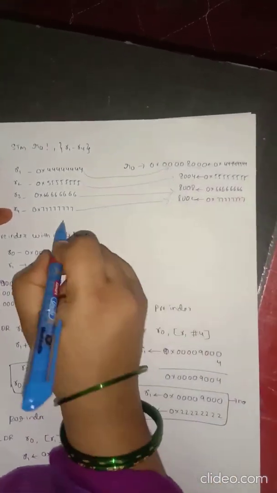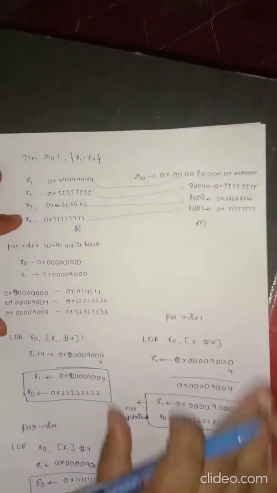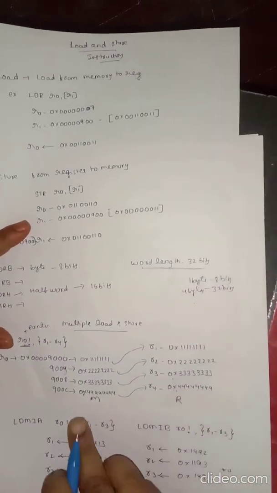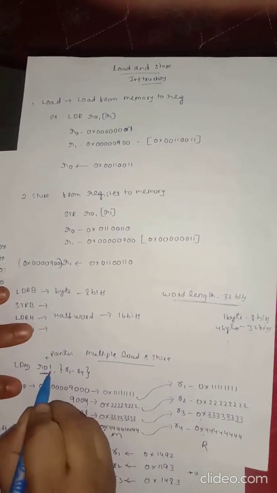Register to memory: this is registers, this is memory. In this case, this is memory and this is register. I am loading from memory to registers. Here I am storing from register to memory. In both cases, you will have this pointer.